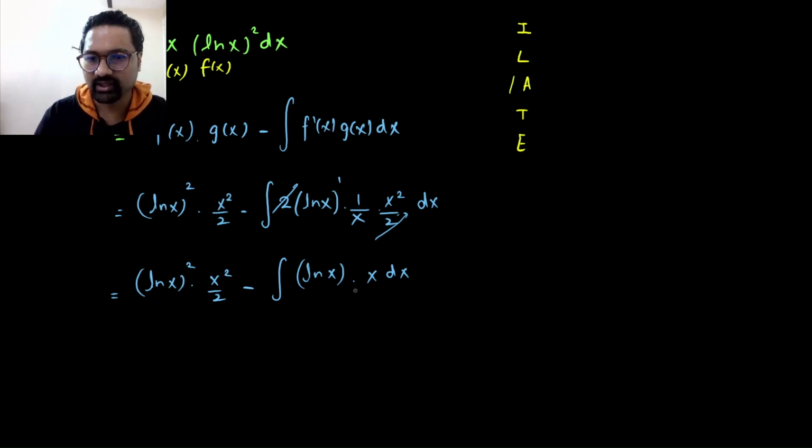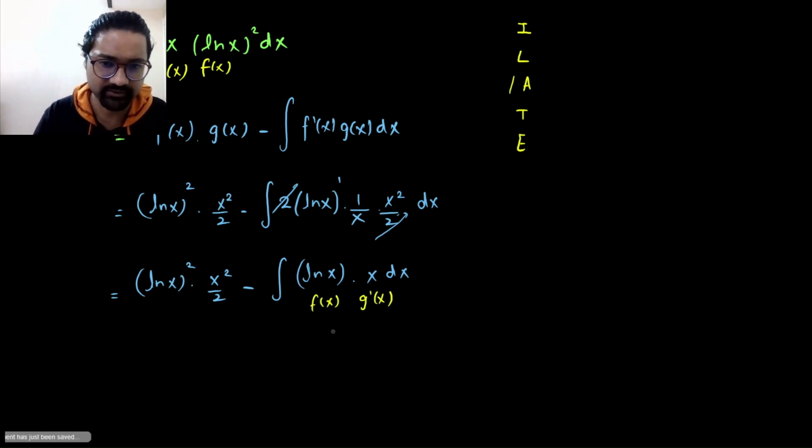So now it makes sense why this is special. Because don't you think that we cannot really integrate this just like that? We again have to use another round of integration by parts over here. So another round of integration by parts, when we use, once again, f(x) is ln x and g'(x) is x. This is what we have.